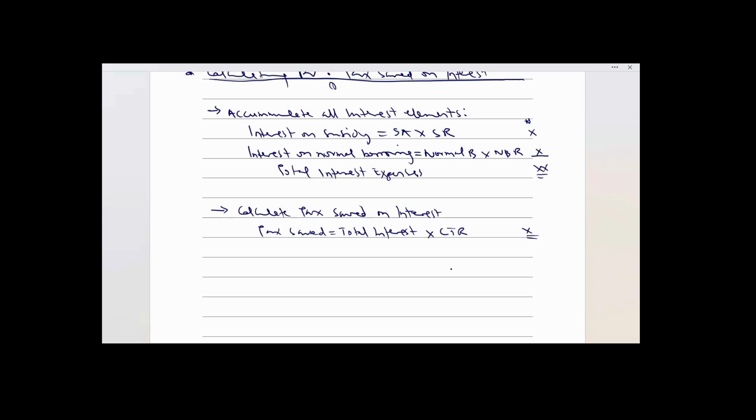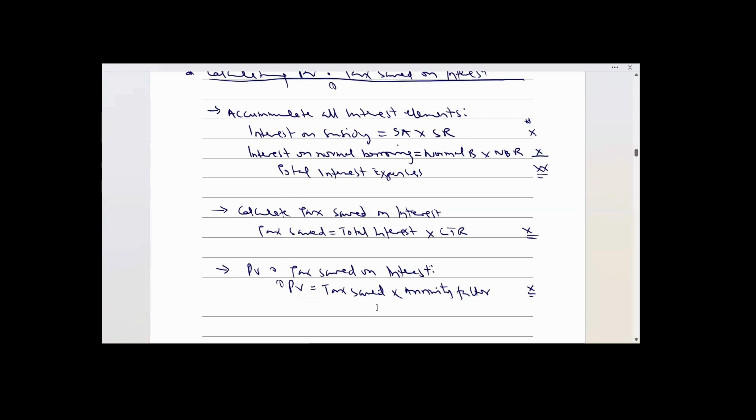Then finally, I need to calculate PV of tax saved on interest. How do you do that? The PV of tax saved on interest will be calculated as tax saved multiplied by annuity factor. So whatever I have, that's it.